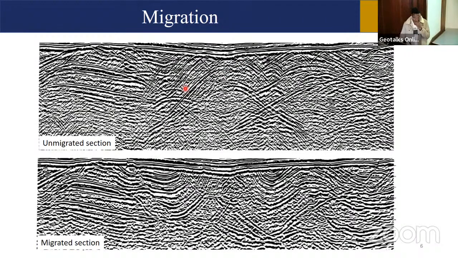But what migration does is use the recorded wave field and calculate the true subsurface reflection point of a wave field. Hence, it creates a much more realistic section of the subsurface, which can be interpreted to constrain the geometry of the mineralization. Now, this is an example of a migrated section. As you can see, migration has collapsed a lot of these diffractions, and it also moves dipping reflections to their true subsurface position.